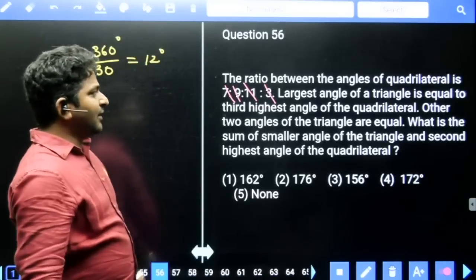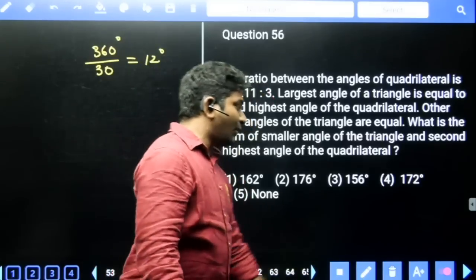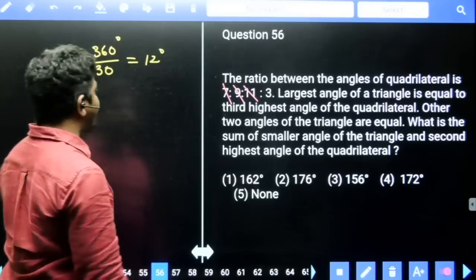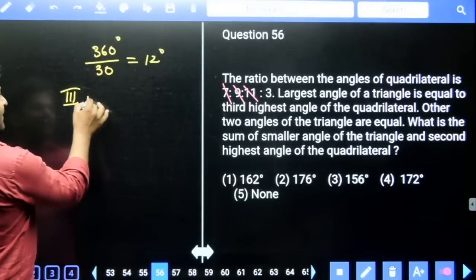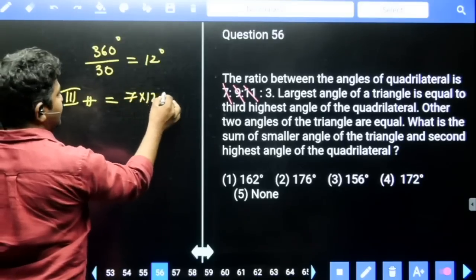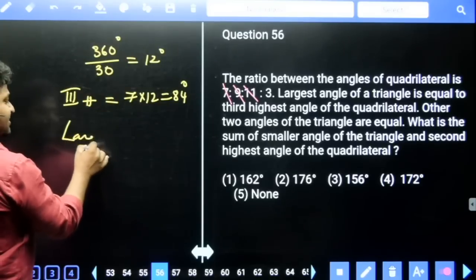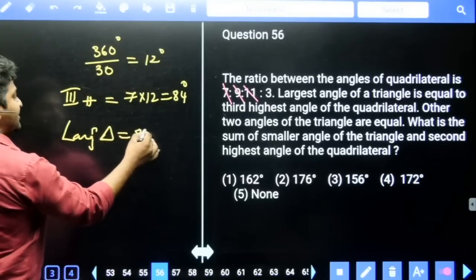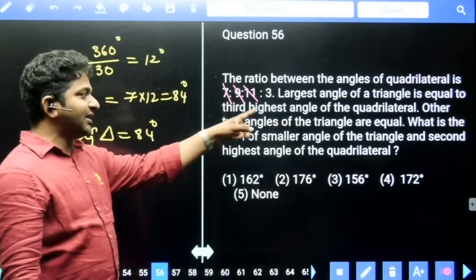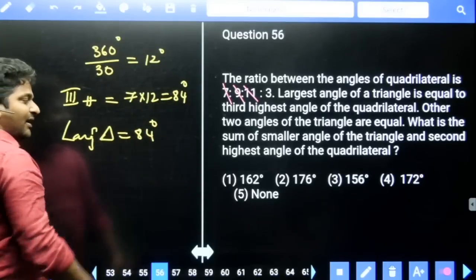Right, next. The largest angle of the triangle is equal to the third highest angle of the quadrilateral. In the quadrilateral, what is third highest? This is highest, second highest, and then this is third highest, 7 parts. So third highest in the quadrilateral is equal to 7 parts, that is 7 into 12, which is equal to 84 degrees. And this value is equal to the largest value in the triangle, 84 degrees. That is the condition here.